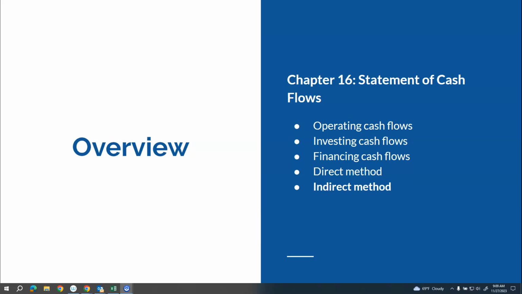Now again, cash flows are probably going to be one of the more complicated topics that you're going to go over. So again, if you need any help thinking through these concepts, please be sure to reach out to a tutor to go over one of your homework problems or perhaps one of the examples in the book.